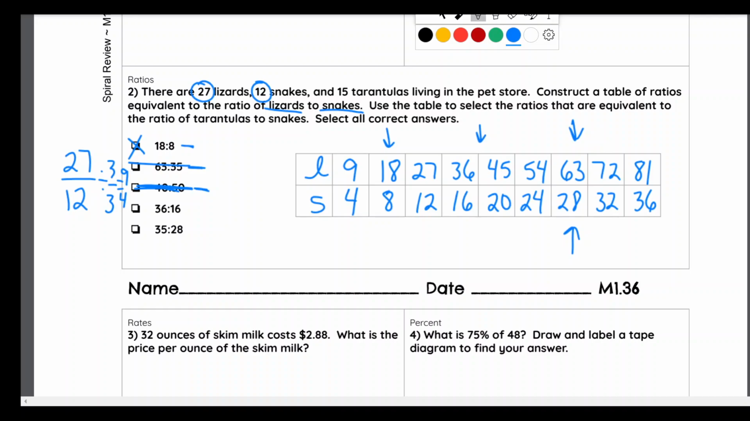Going on my table to 36 lizards and checking, are there 16 snakes? And there are. And 35 lizards. 35 would be in here, going with 28. Ooh, yeah, those don't match up with each other. So 2 of the 5 ratios are equivalent, and 3 of the 5 ratios are not equivalent.